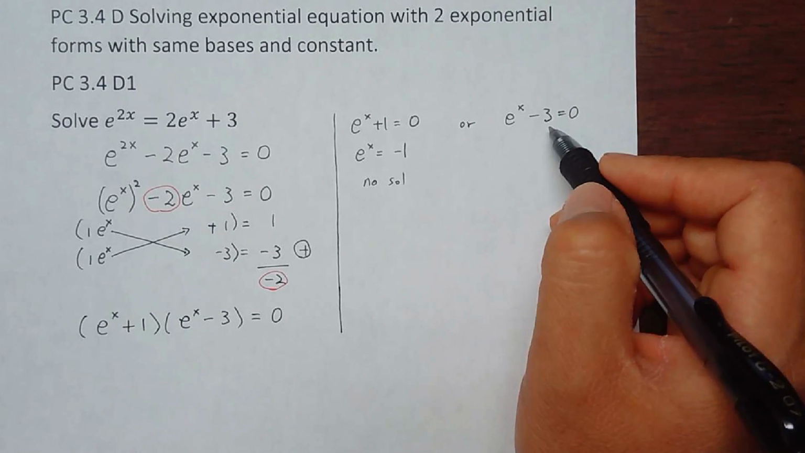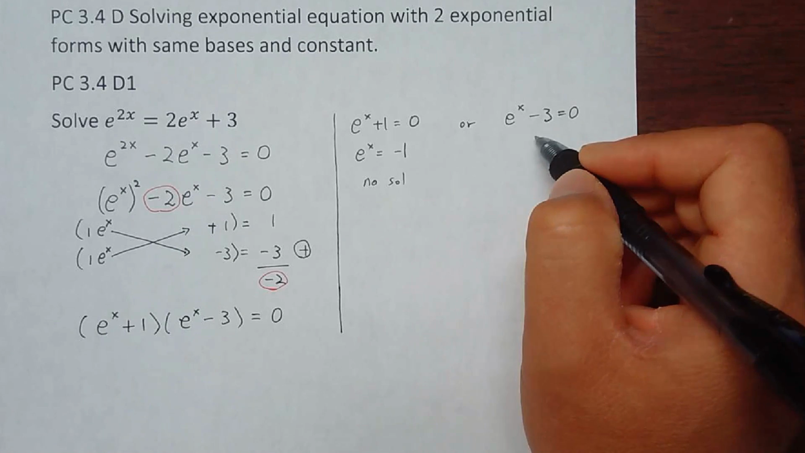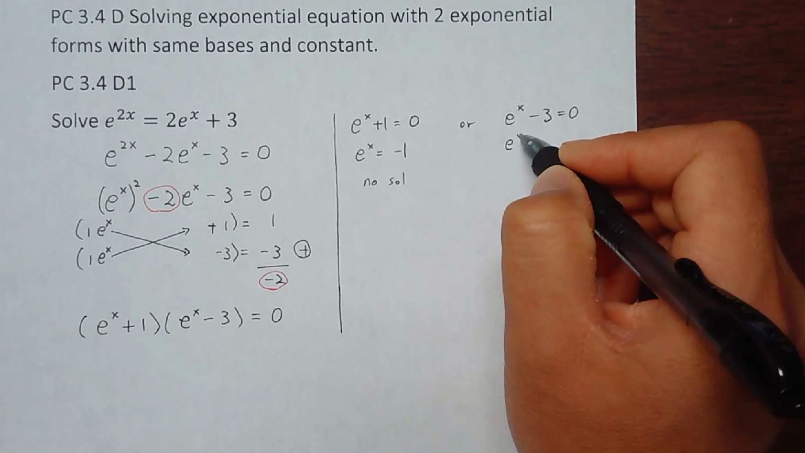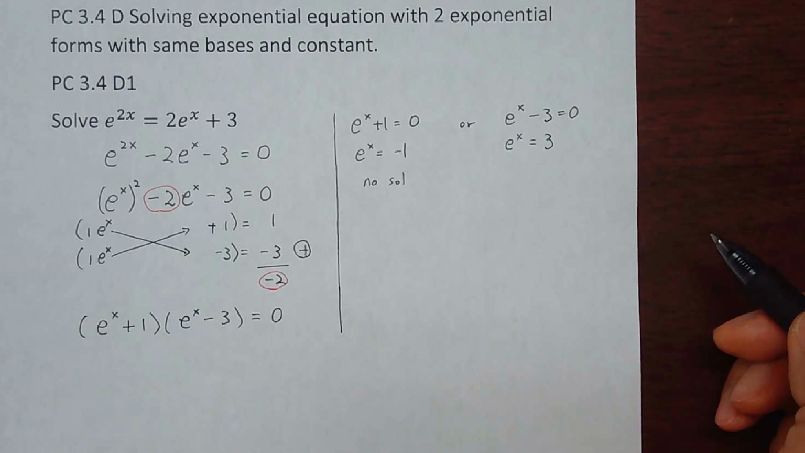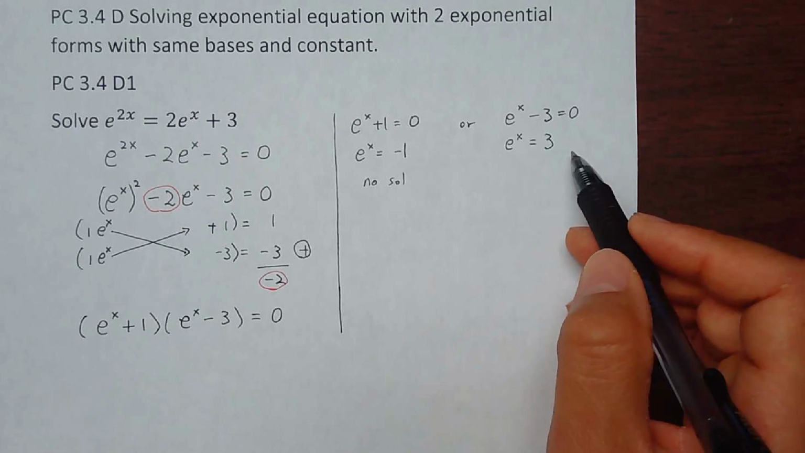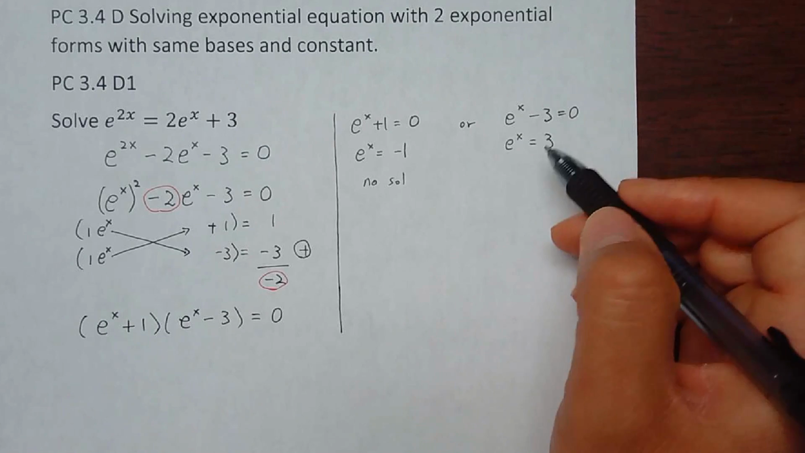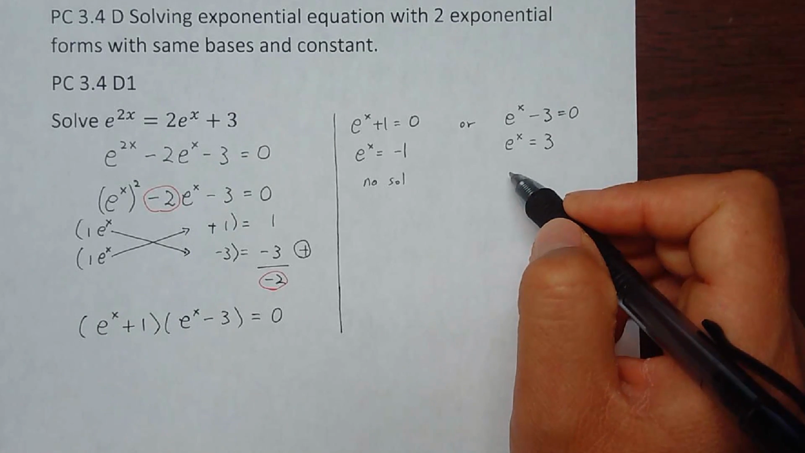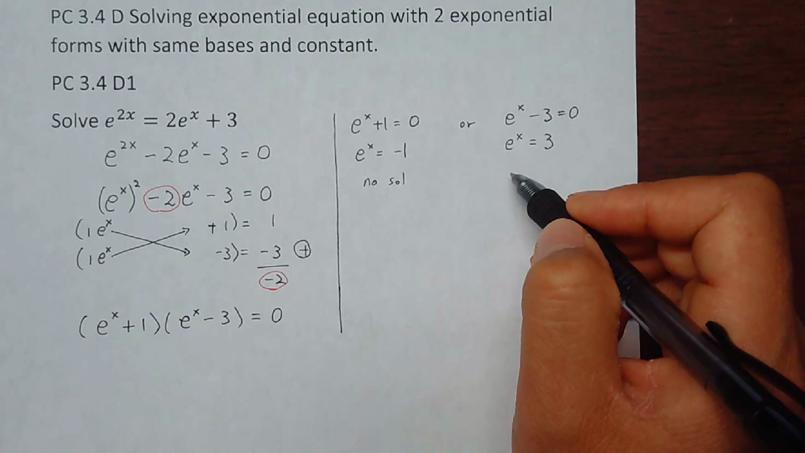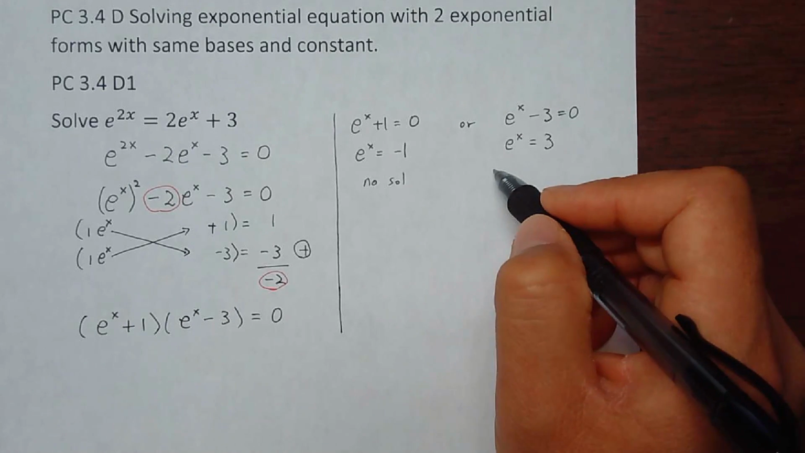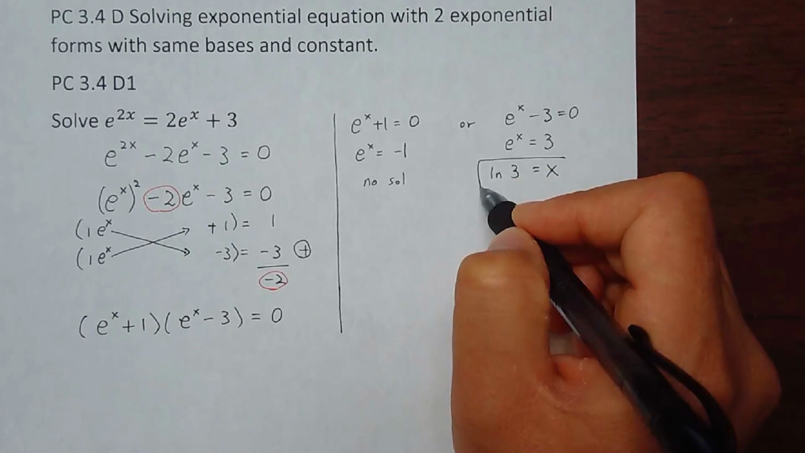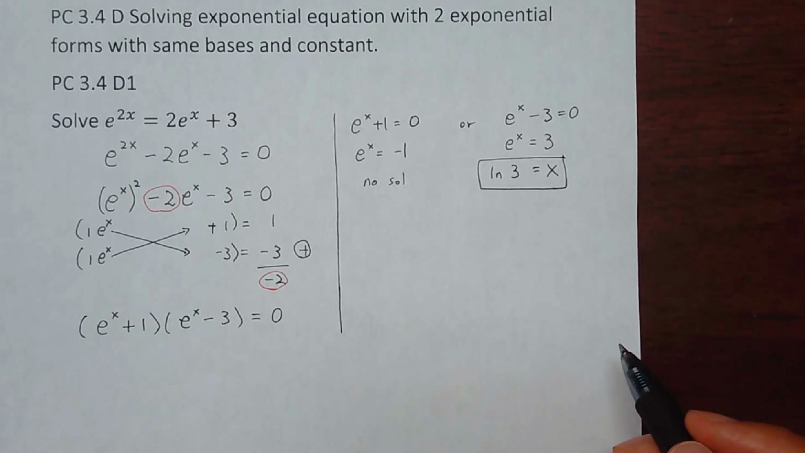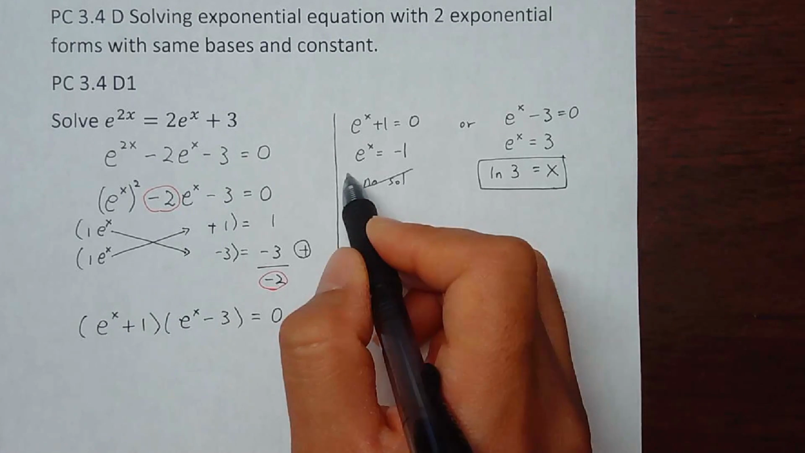You keep solving with the other equation, so plus 3 on both sides, so e to the x power equal to 3, and you can take a log on both sides. I'd rather just convert that to logarithmic form, so natural log of 3 equal to x. That will be your answer. Since you don't have any solution here, you don't have to mention that.